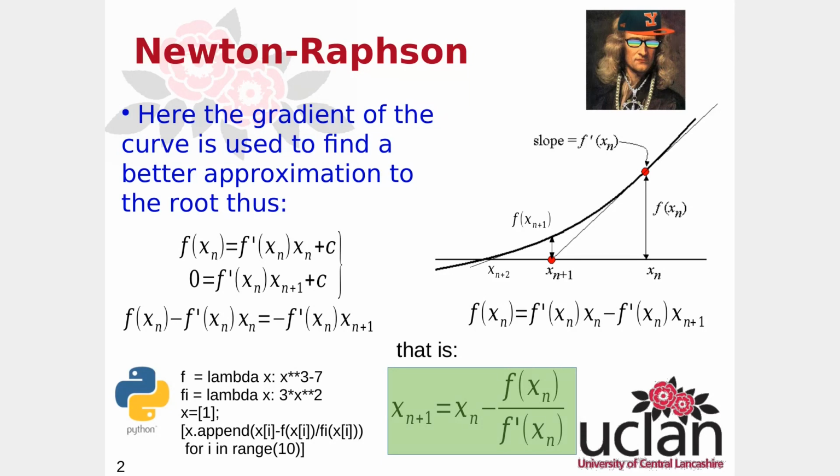Again, when this is run, and you'll have an opportunity to do this in the workshop sessions, you'll find that this converges very, very quickly, actually quicker than the secant method, after about 3 or 4 iterations, I believe.